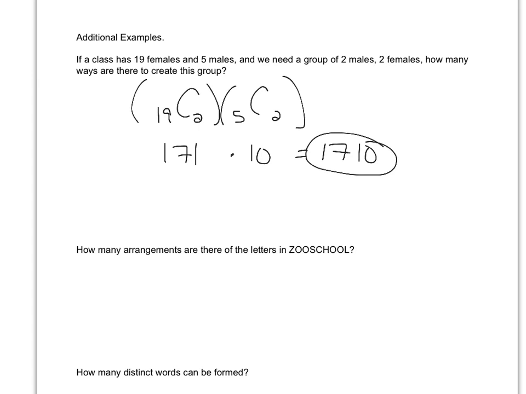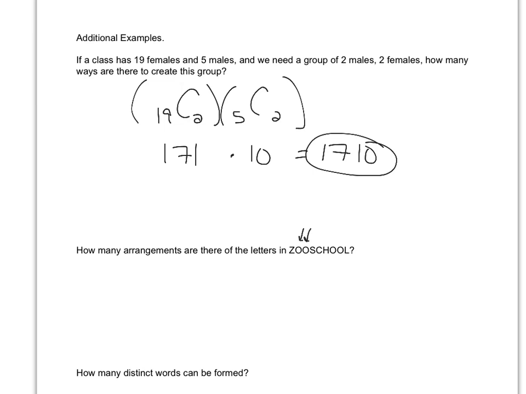Our last problem is kind of a little bonus problem. It says, how many arrangements are there of the letters in "zoo school"? So we can switch this all around. I can make the word "school zoo." I can make the word "oolzsch" or whatever I want. But a lot of them will be the same word. Like if I switch, say, this O and this O, well, I still get the word "zoo school," right?